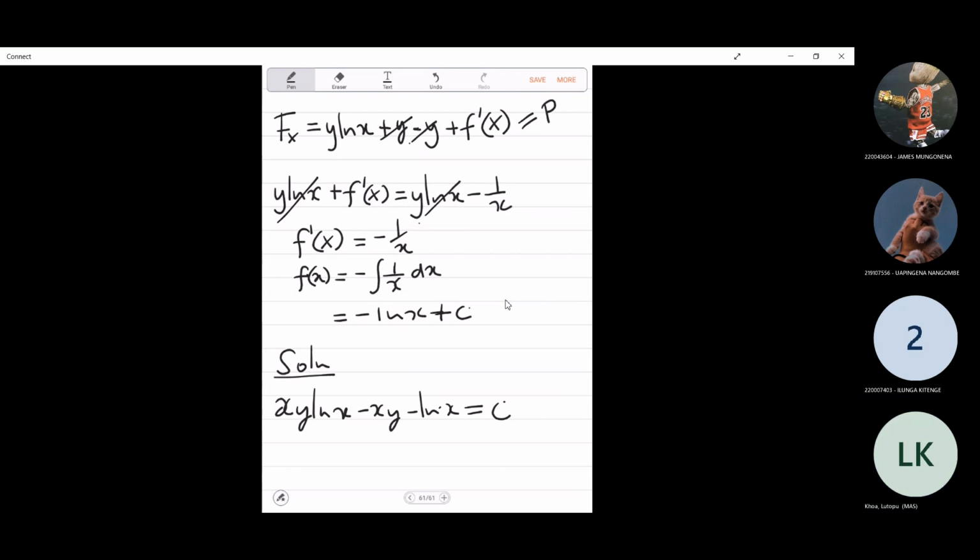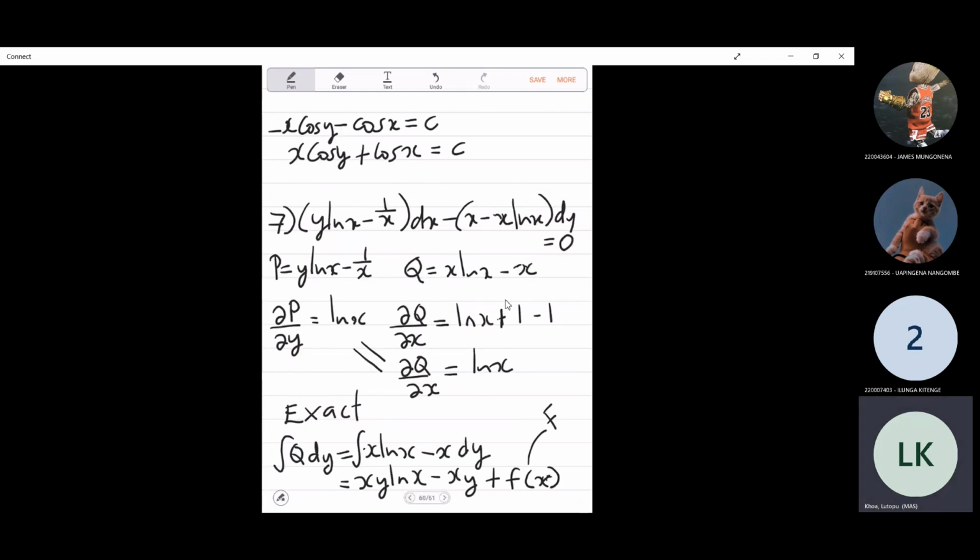Again, you can try doing it the other way. Integrate this one with respect to x, then differentiate it with respect to y, equate it to this one. Your answer should still be the same, but like I said, try and always pick the easier one to integrate. So between these two, it was easier to integrate that one than that one.